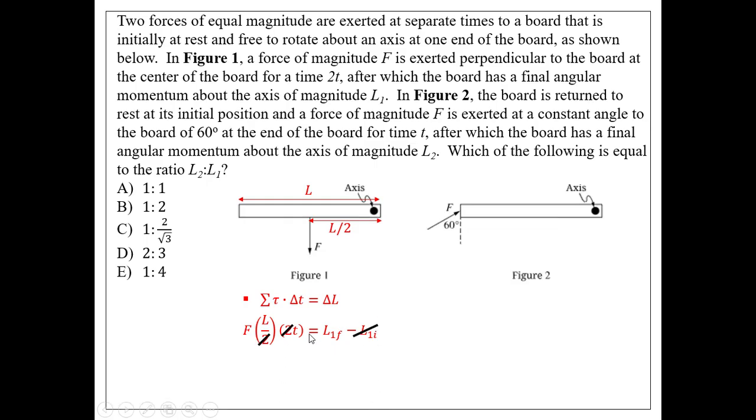And then I'm also going to cross out the 2 on the bottom and top on the left side, just because 2 and 2 cancel out. So the only thing left on the left side is FLT, and the only thing left on the right side is L1F. Okay, so now that I have an expression for L1F, I'm halfway there. I need to find what L2F is, because that's what I need to compare to L1. So I'm going to use the same function here.